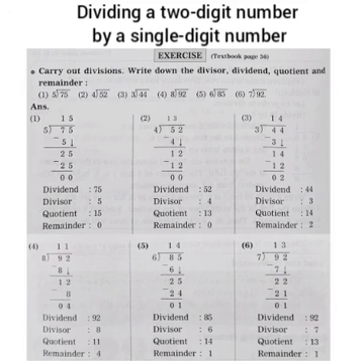It makes 22. 7 threes are 21. 22 minus 21 is equal to 1. Dividend is 92. Divisor is 7. Quotient is 13 and remainder is 1.